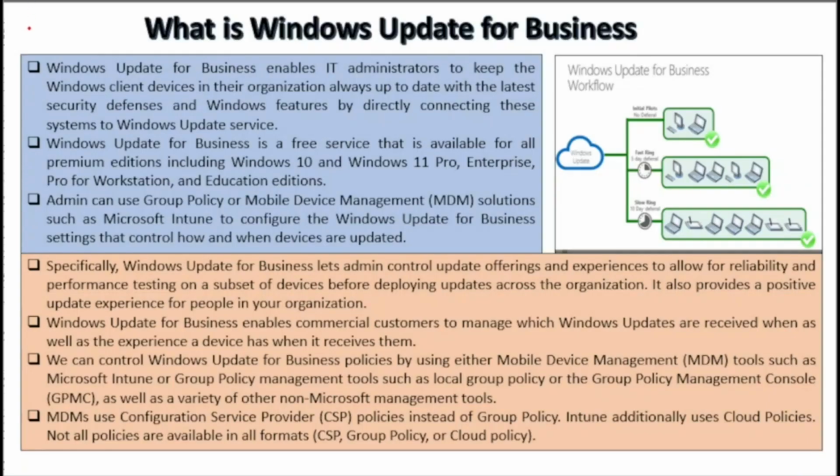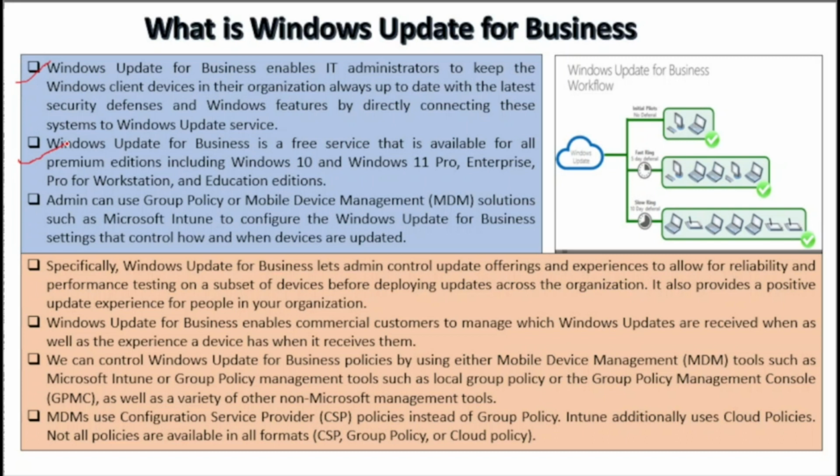Now let's quickly discuss what Windows Update for Business is. Windows Update for Business enables IT administrators to keep the Windows client devices in their organization always up to date with the latest security, defense and Windows features by directly connecting these systems to the Windows Update service.